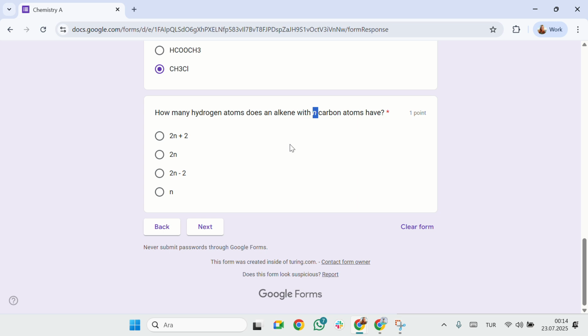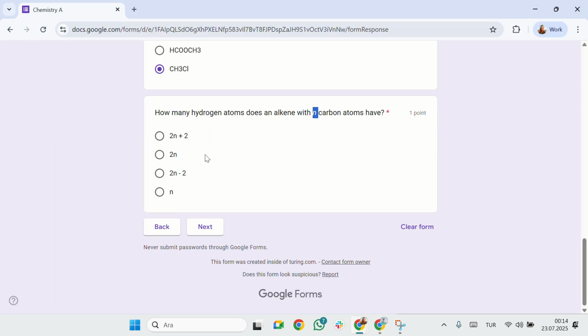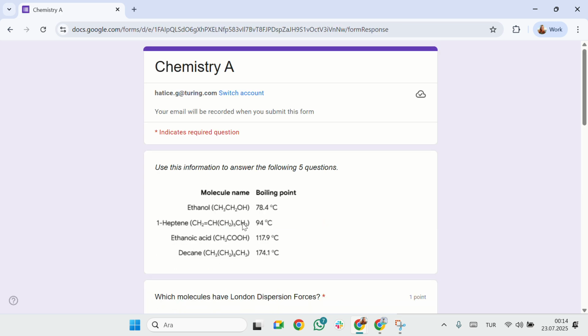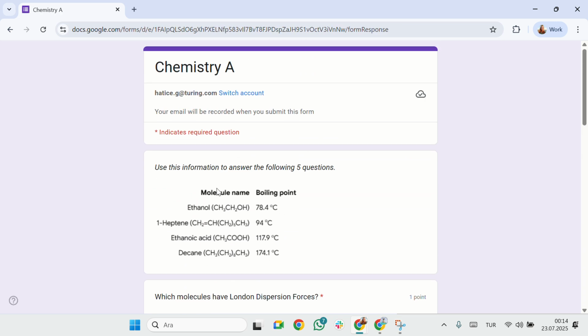Okay, I think I'm gonna go. Oh, how much do I? Okay, I think how many hydrogen atoms does it have? I think I'm gonna go with, let's say this. I don't remember this. Oh, okay. I need to be. Oh no, I need to be faster.